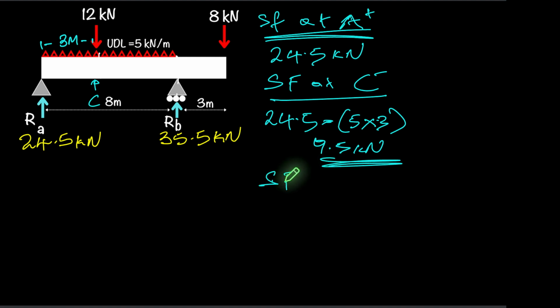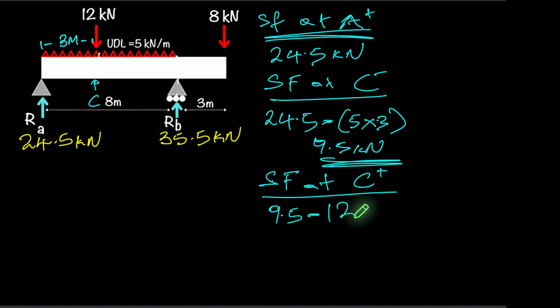So shear force at, I'm going to put this as C plus to suggest it's just after point C. So shear force at C plus. So we're going to have that 9.5 at that point, that's going downward, but then in addition to that, we're going to have now that point load that's added, which is 12 kilonewtons going downwards. And that's what's going to take us into the negative territory. So this is going to be negative 2.5 kilonewtons.